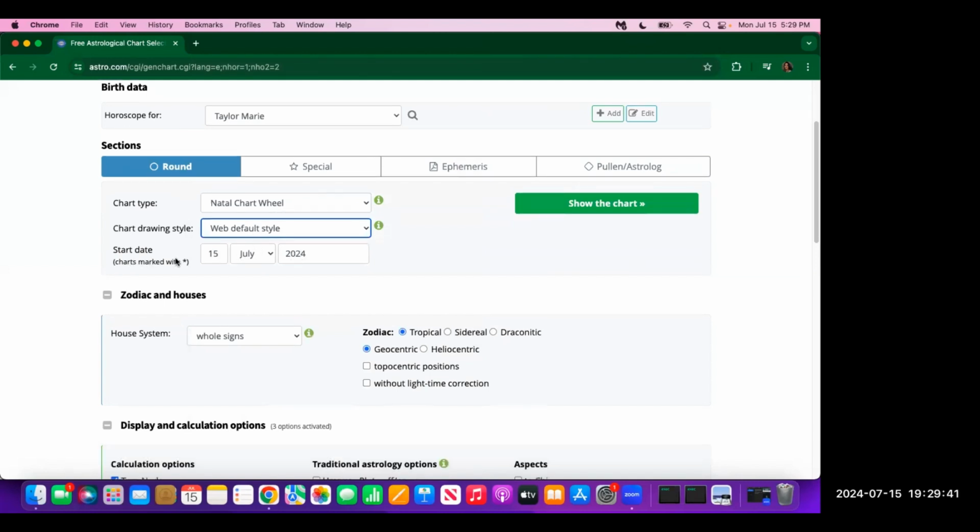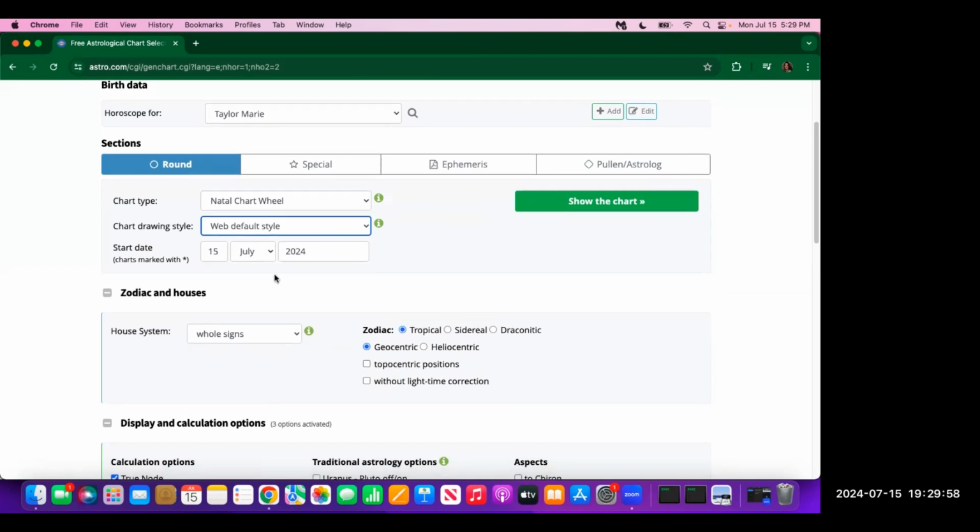It should automatically give you the start date as today's date. So today is July 15th, 2024. This is where you would go forward in time or backwards in time to see the transits and how they're affecting your natal chart. So this isn't your birthday, this is the current day, and this is to see what the planets are doing in the sky right now. If you want to see what the planets are doing in the sky a month from now, you could change it to August. You could change it to September. You could change the year. This is how you time travel. This is how you look at things in divine timing in astrology. So that is the first section.